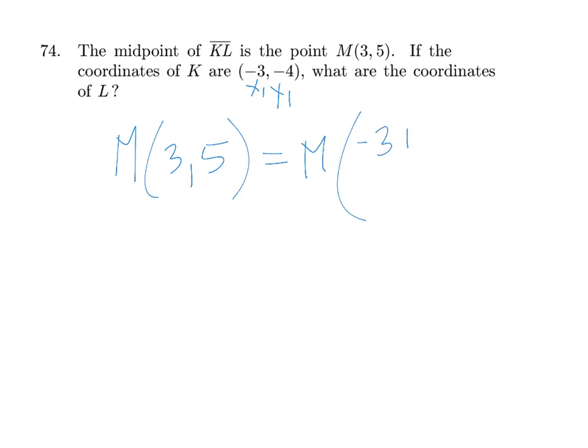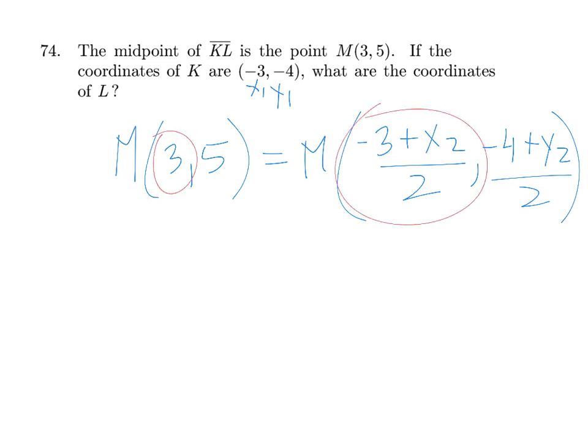I have -3 plus x sub 2. That's what I'm trying to figure out. And I have -4 plus y sub 2. That's what I'm trying to figure out. All right, so I have 3 is equal to -3 plus x sub 2 over 2.